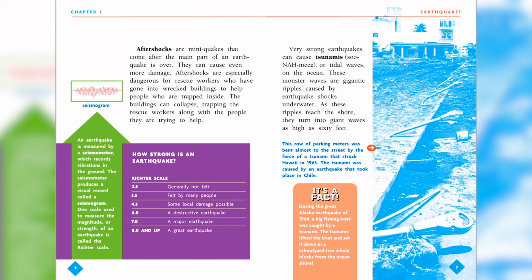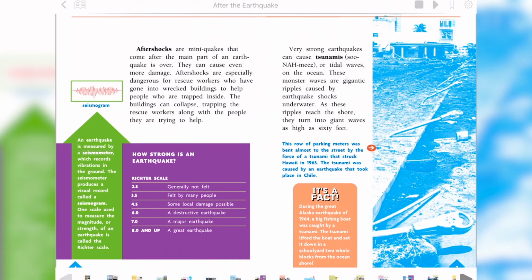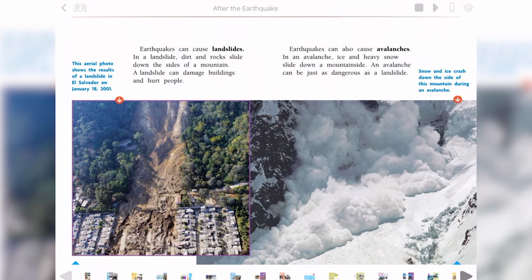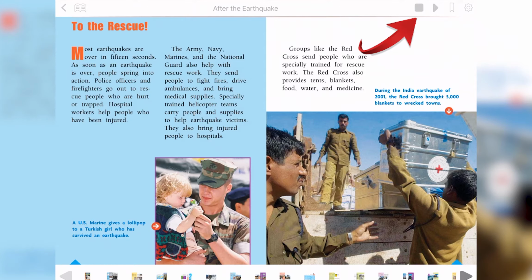If I have difficulties reading any of the words on the page, I can tap any singular word on the page and it will be read out loud to me. The other option for read aloud, on the top right-hand corner of the screen, you'll see the square, the triangle, and the bookmark. If I were to tap on the triangle in that top menu, then the entire page would read aloud to me.